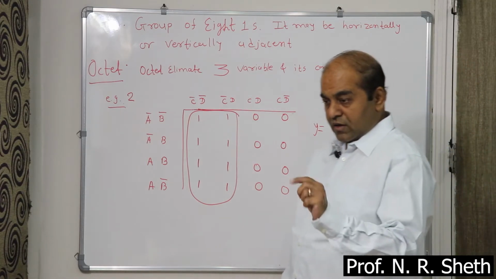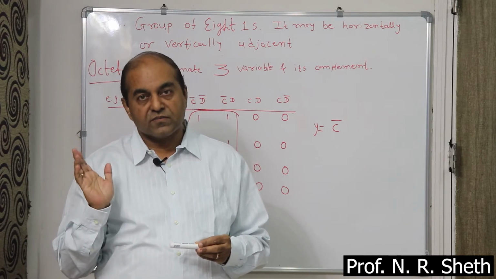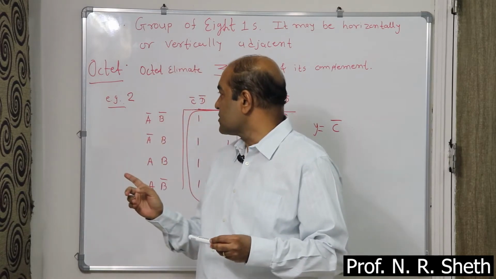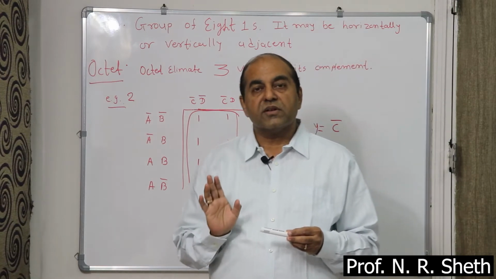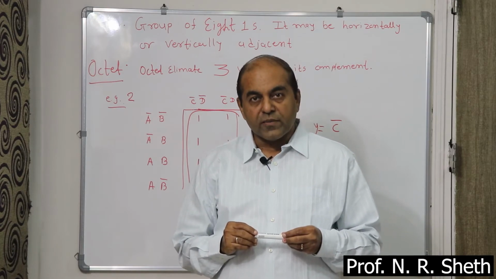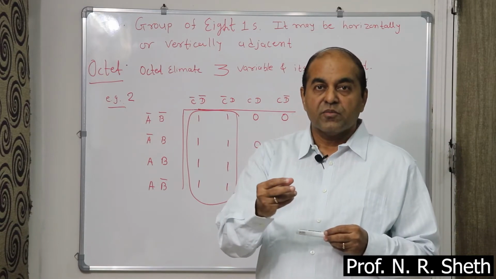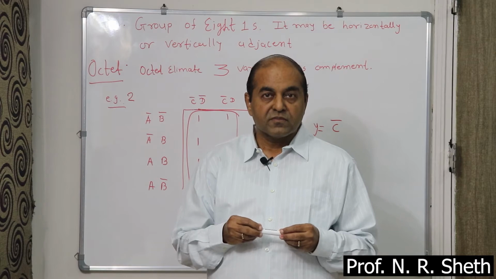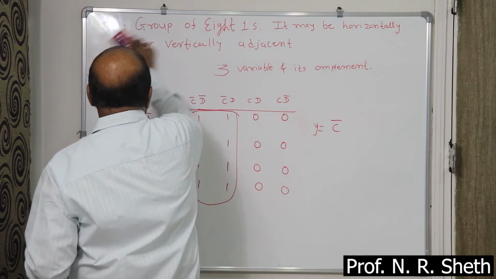Okay. So we have discussed 3 properties: pair, quad, and octet. A pair means a group of 2 ones. A quad means a group of 4 ones. An octet means a group of 8 ones. In the next lecture we are going to discuss another 3 properties, but today we are going to discuss a few mixed sums in which the properties of pair and quad are combined, or pair and octet are combined. Okay. So, first mixed example.